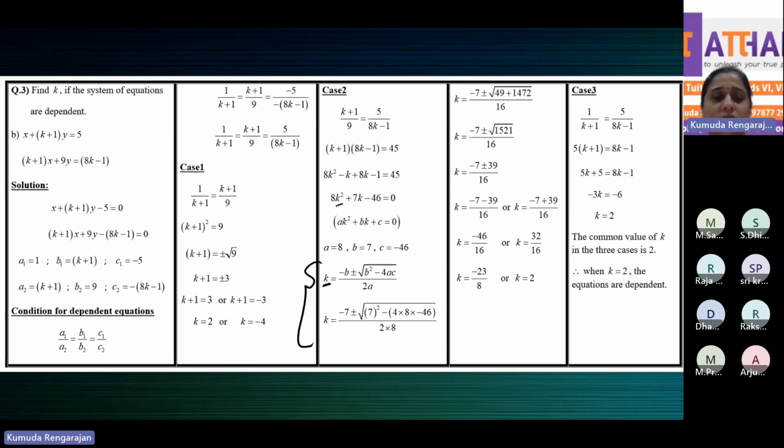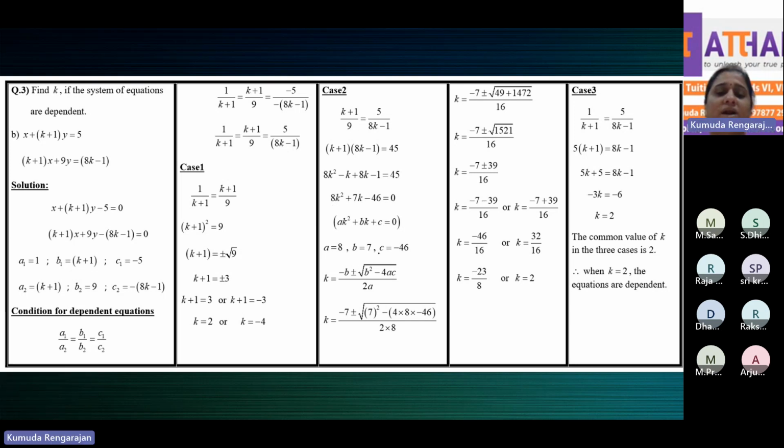k is the variable here, no? 8k squared plus 7k minus 46 is equal to 0. So this one is a quadratic equation in k. The standard form looks like ax squared plus bx plus c is equal to 0, if it is a quadratic equation in x. Now this is a quadratic equation in k, so ak squared plus bk plus c is equal to 0.